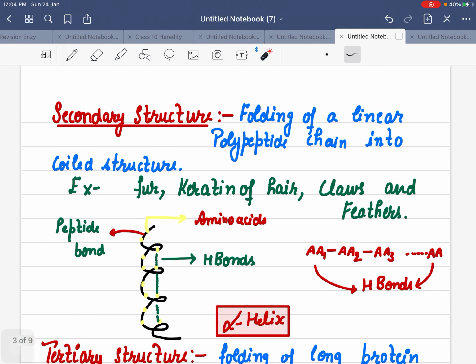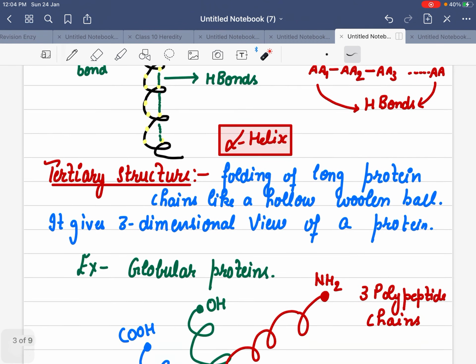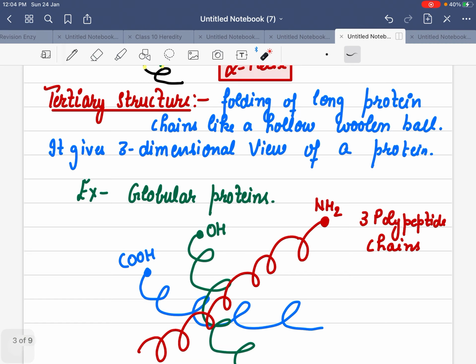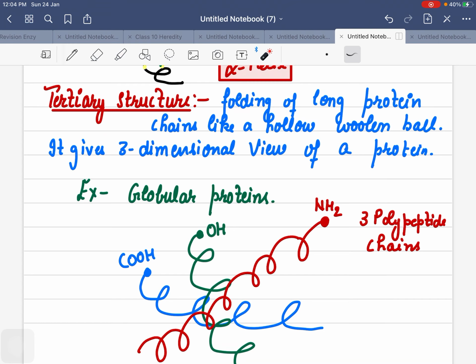And keratin of hair, claws, feathers, the protein present in them, they are usually alpha helix. Tertiary structure, tertiary means more folding. Now, folding of long protein chains. What should I call these long protein chains? Polypeptide chains. Long protein chains means polypeptide chains.